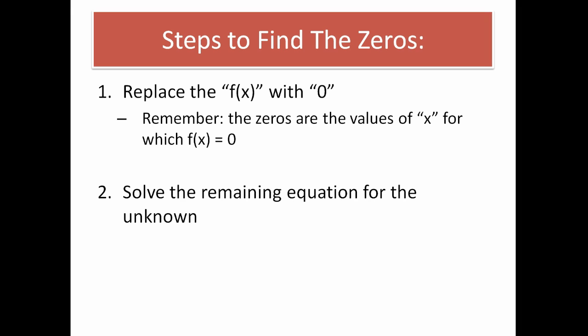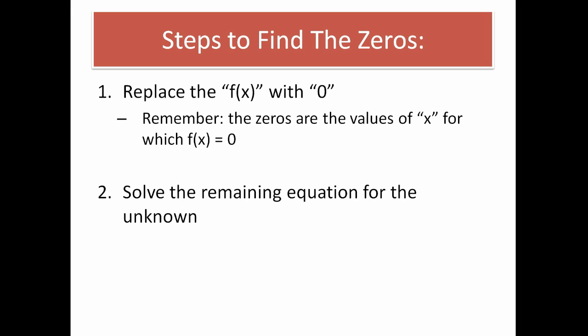Here are the basic steps for finding the zeros. The first thing you want to do is take the f of x that you see in your function equation and replace it with 0. The reason we do that is because, if you recall, the zeros are just the values of x for which the function will equal 0. It is the place on the graph where you will go through the x-axis without any movement on the y-axis. So they are essentially your x-intercepts.